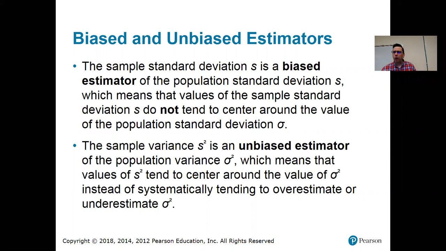Okay? However, interestingly, the sample variance is an unbiased estimator. Variances of samples do tend to center around the value of the variance of the population, okay? Which is nice because then you're not overestimating or underestimating the population variance. And that finally is the end of section 3-2.